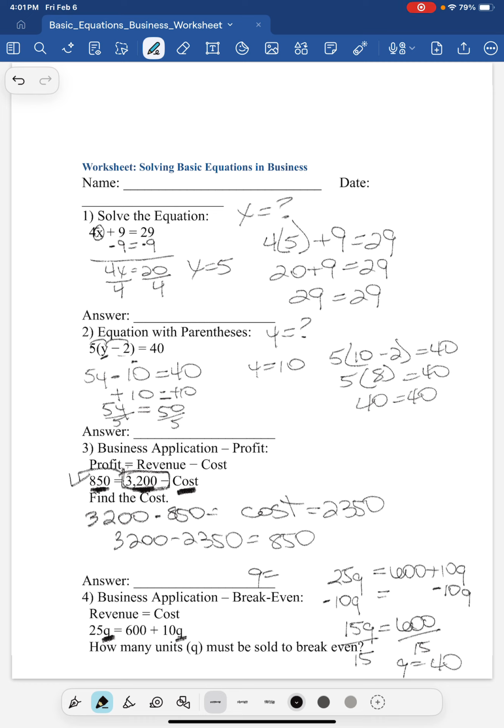Let's go back and plug it in and see. So we have 25 times 40 equals 600 plus 10 times 40. So if you do 25 times 40, you get 1,000. If you do 10 times 40, you're going to get 400 plus 600 equals 1,000. So you see that your Q equals 40 is correct.